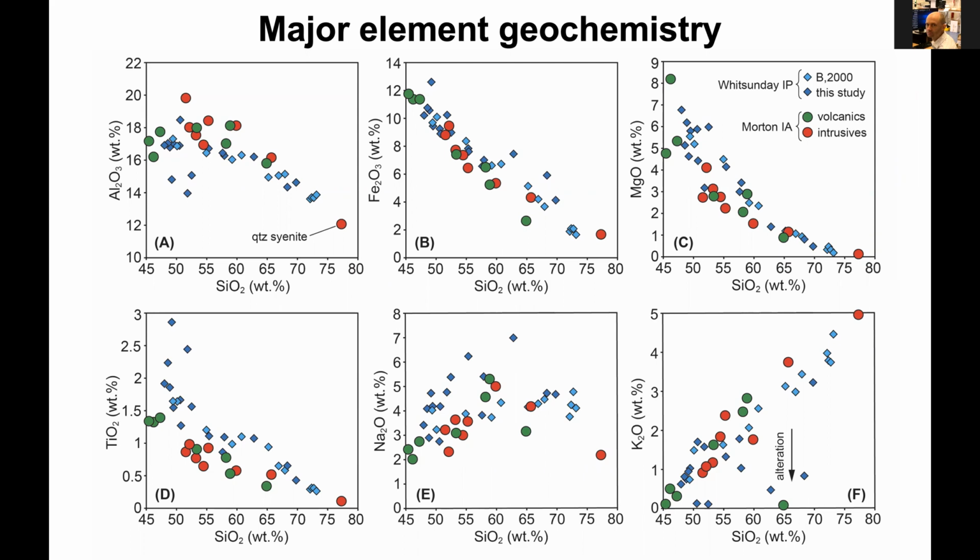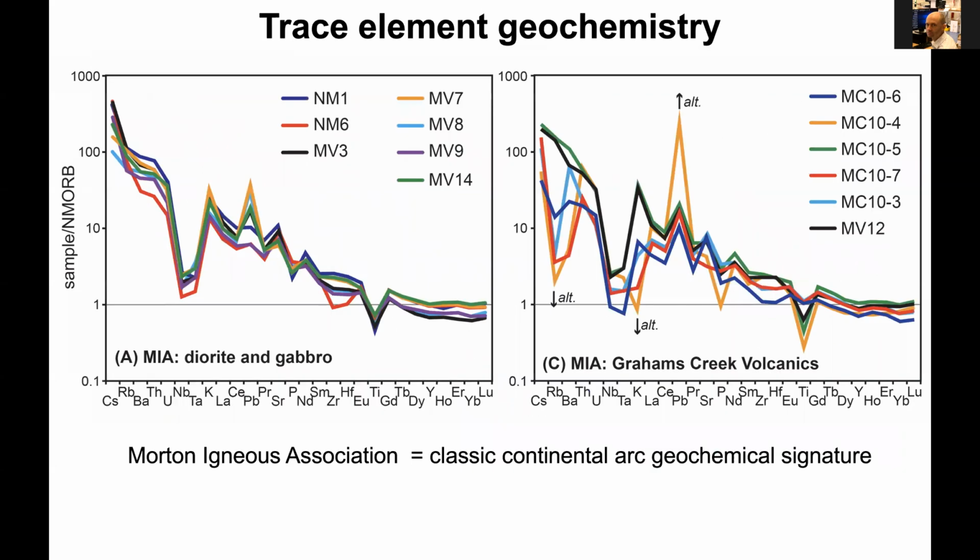We see in the bottom left that the Whitsunday rocks are distinctively more enriched in titanium than the Morton igneous rocks. In terms of trace element geochemistry, we can see some quite fundamental differences. These are spider diagrams, if you like, of incompatible elements normalized to N-MORB on the vertical axis.